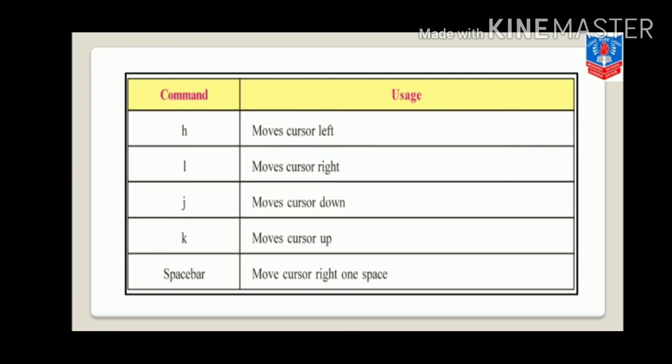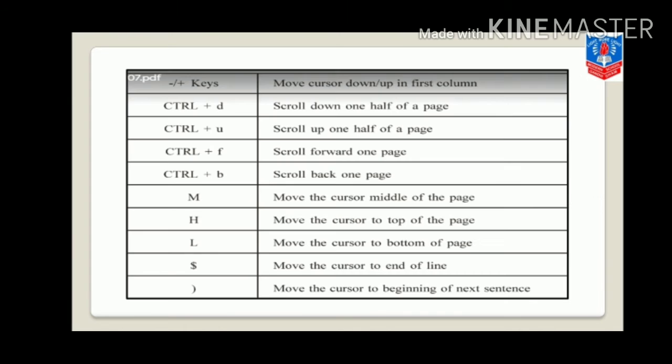In the same way, more are given. Minus or plus keys, move cursor up or down in first column. Then Control D, scroll down one half of the page. Control U, scroll up one half of the page. Control F, scroll forward one page. Control B, scroll back one page.